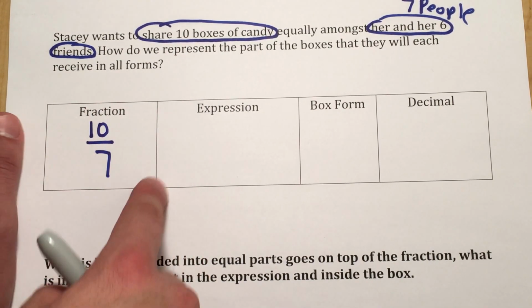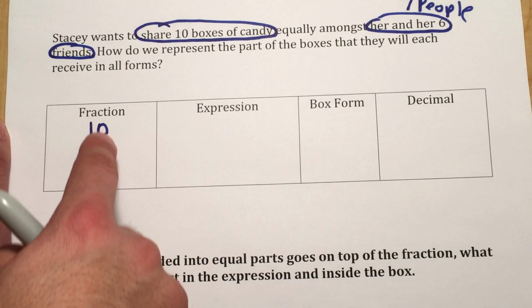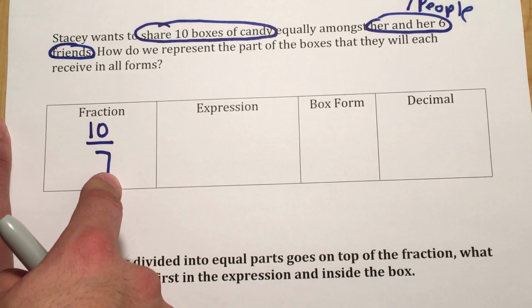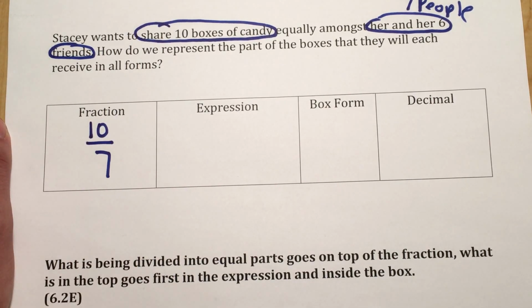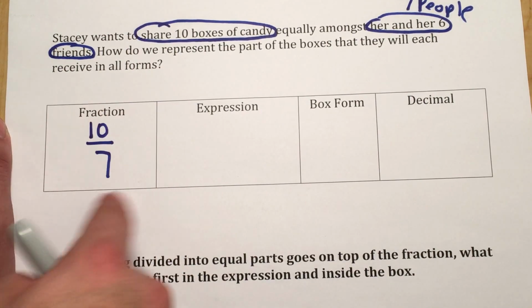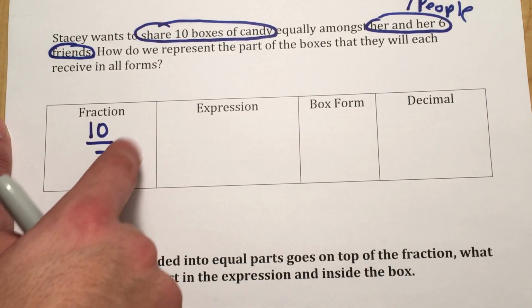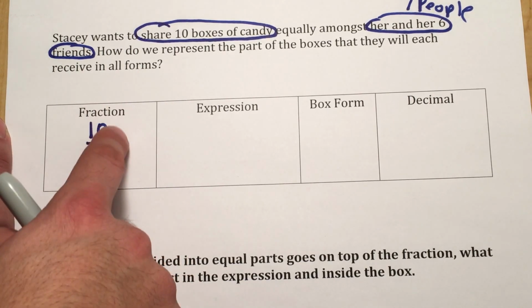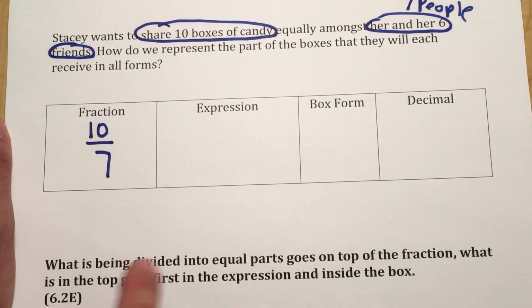And in this example, we have the bigger number in the top. Sometimes there'll be a number that's smaller than the denominator. So it just happens to work this way in this example, but sometimes you don't always put the bigger number in the top. That's why you have to ask yourself the question: what is being divided into equal parts?